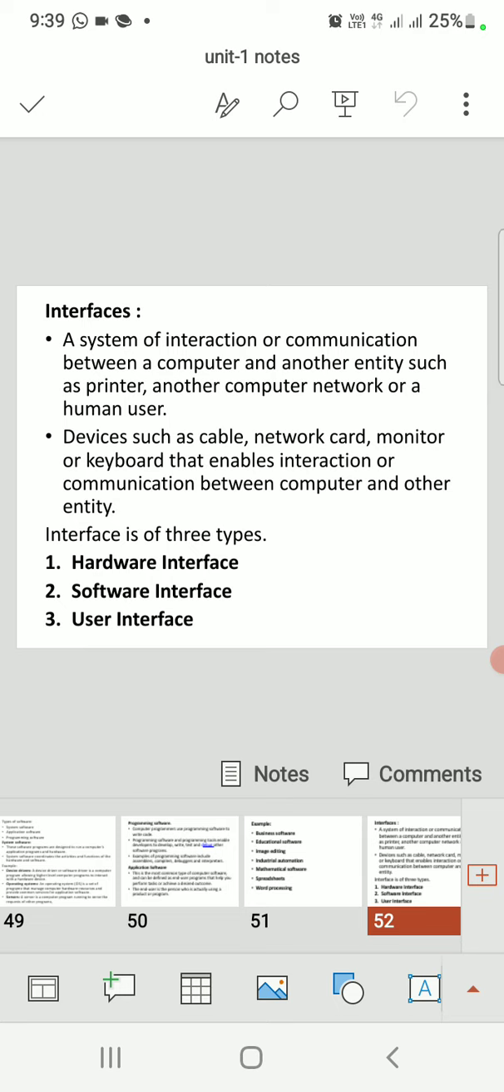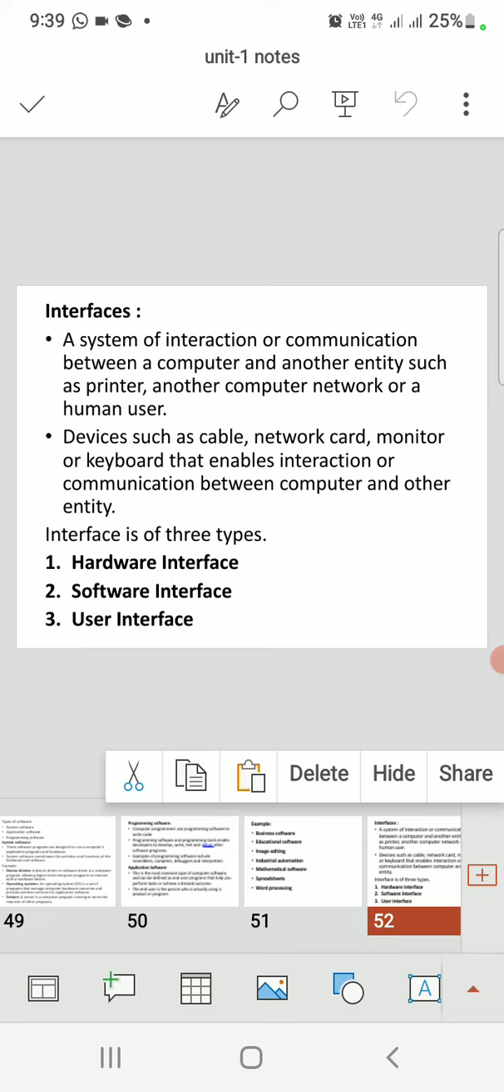The next one is how we are going to interface, how we are going to communicate with the systems. So we have hardware interface, software interface and user interface. Hardware interface means the hardware devices are connected one to one. All the devices are connected through the buses.